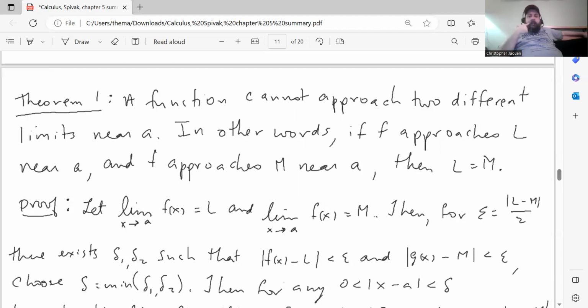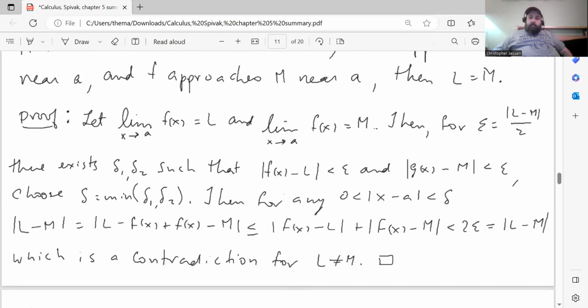So theorem 1 is a property of limits. So let me just read it out and then we'll prove it. Theorem 1 says a function cannot approach two different limits near a. In other words, if f approaches L near a and f approaches M near a, then L equals M. Right. So if the limit exists, it's a single number. You can't have a limit of a function equaling two different values. That's what the theorem says. So let's prove it. Here's the proof.